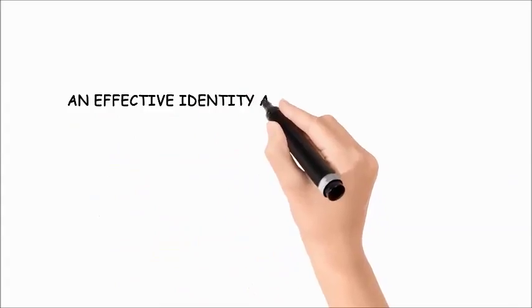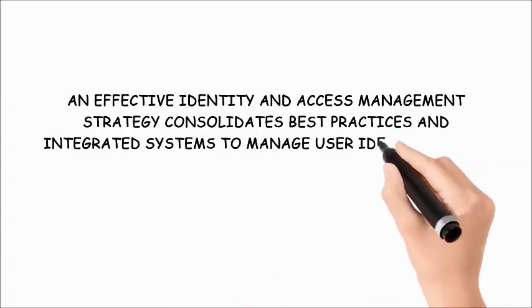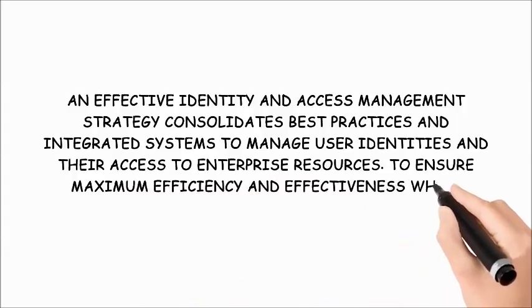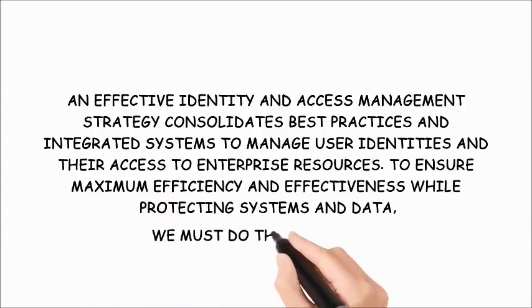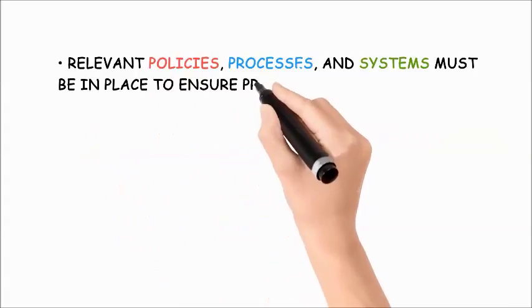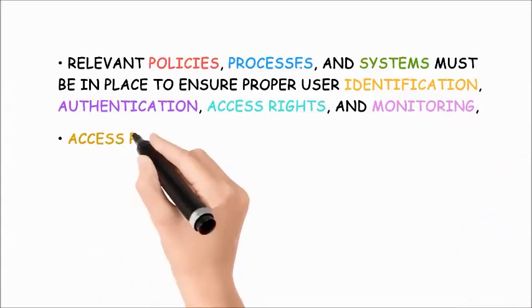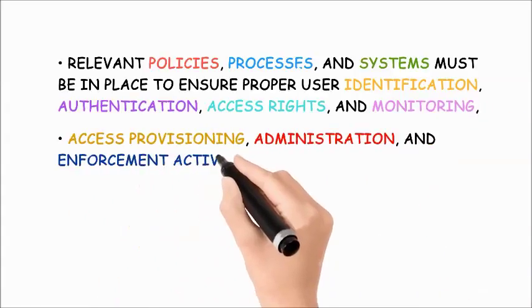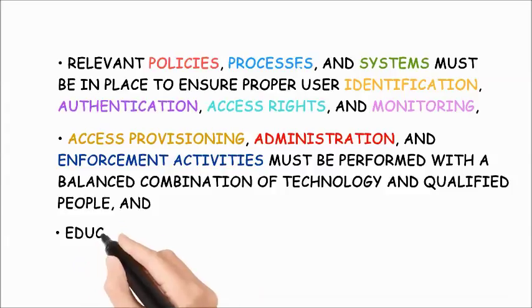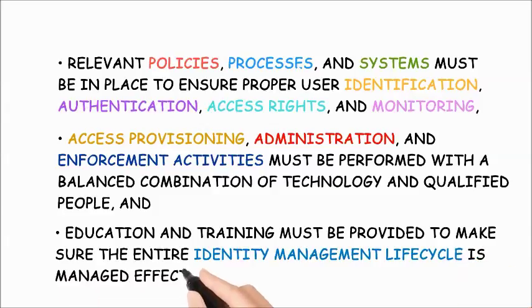An effective identity and access management strategy consolidates best practices and integrated systems to manage user identities and their access to enterprise resources. To ensure maximum efficiency and effectiveness while protecting systems and data, we must do the following. Relevant policies, processes, and systems must be in place to ensure proper user identification, authentication, access rights, and monitoring. Access provisioning, administration, and enforcement activities must be performed with a balanced combination of technology and qualified people, and education and training must be provided to make sure the entire identity management lifecycle is managed effectively.